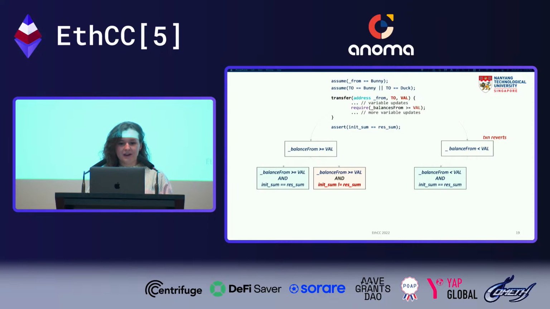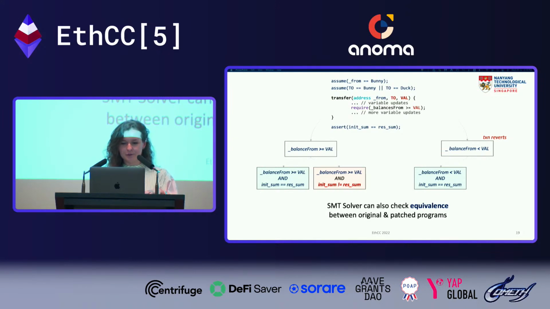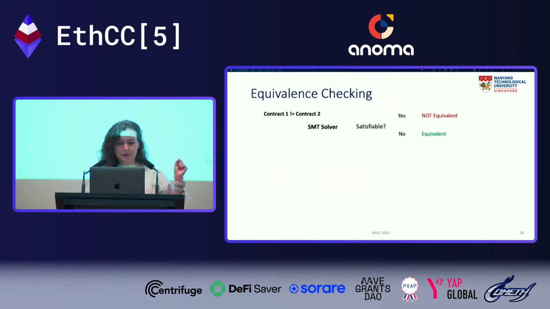In a very similar manner as we use the SMT solver to check if these conditions are satisfiable, we can also ask the SMT solver, is program 1 equivalent to program 2? So that's what we are going to do for our original and fixed smart contracts. In order to use an SMT solver to do that, we need to actually try to check the opposite. So we write a condition saying that the original smart contract is not equivalent to the patched smart contract. Then we can ask the SMT solver, is that satisfiable?